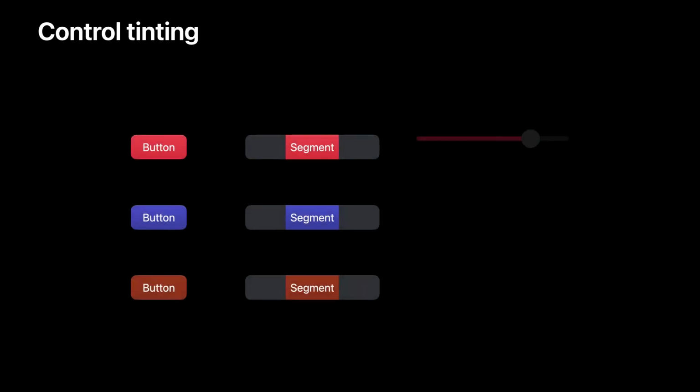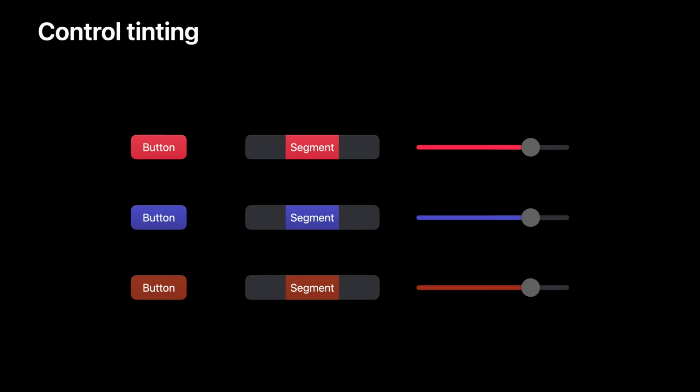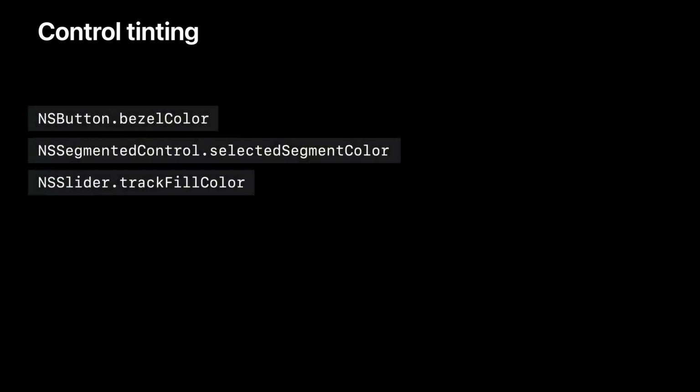The first big one is control tinting. We've enabled custom tinting of individual buttons, segmented controls, and sliders. Each of these controls accepts a custom tint color using one of these APIs: bezel color, selected segment color, and track fill color. We introduced these APIs in macOS Sierra to allow tinting of individual controls in the Touch Bar. And starting in macOS Monterey, they're functional for in-window controls as well.